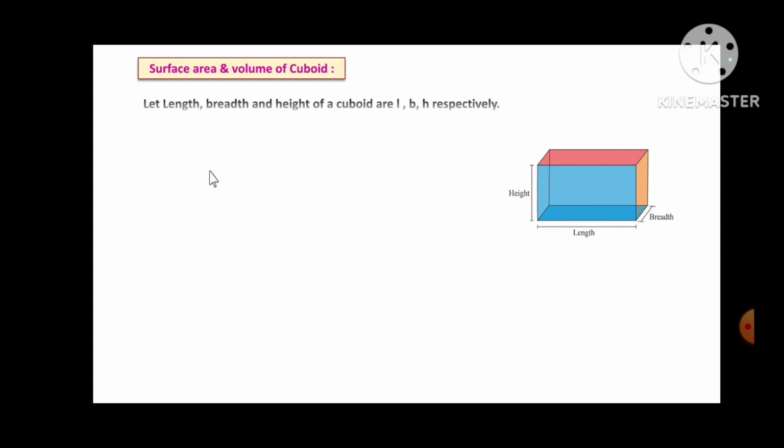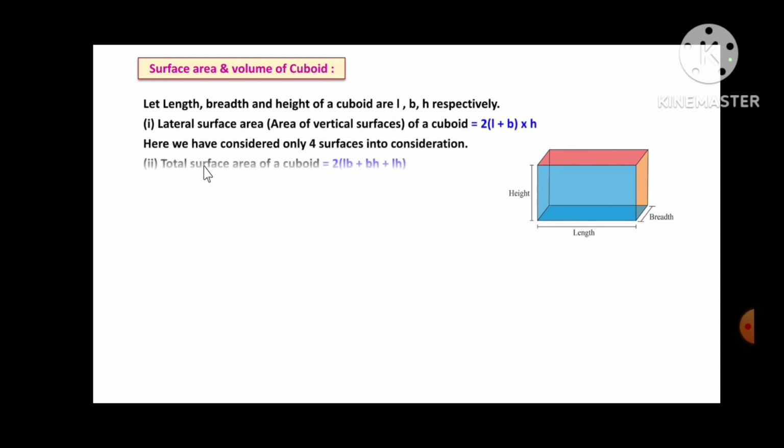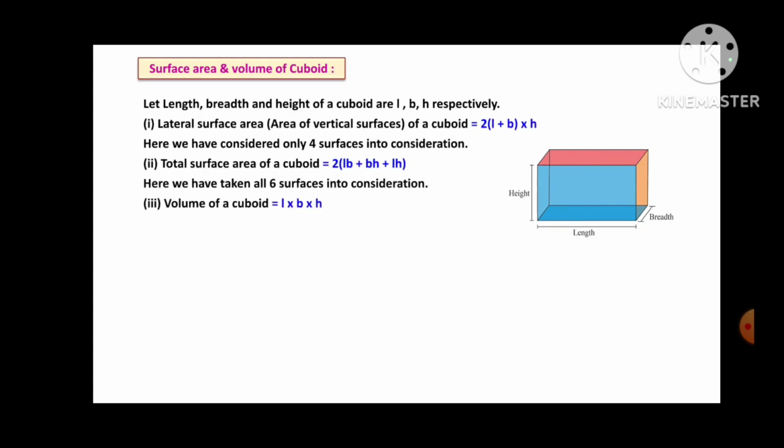Friends, now we will see surface area and volume of a cuboid. Here you can see a cuboid whose height is generally considered as H, length L and breadth B. Friends, length, breadth and height of a cuboid are L, B, H respectively. So the lateral surface area, that is the area of vertical surfaces of a cuboid, is 2 into bracket L plus B bracket complete into H.